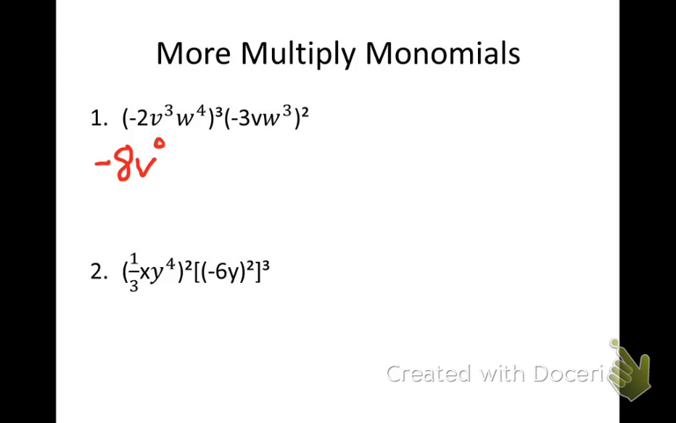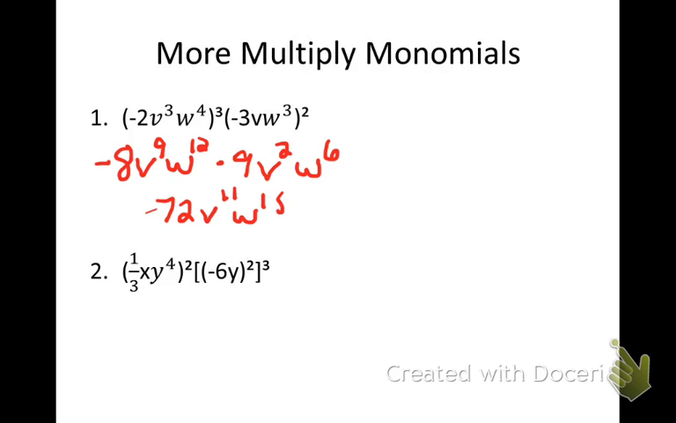3 times 3 would be v to the 9th, w to the 12th, times, over here when we multiply, negative 3 squared would be positive 9, v to the 2nd, w to the 6th. Now we're multiplying these two, and now it's just multiplying two monomials, so negative 8 times 9 would be negative 72. V, we would be adding the exponents, we get v to the 11th, and w to the 18th. So that would be our answer on that one.